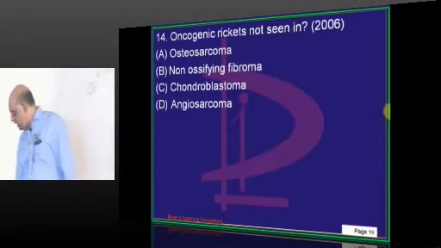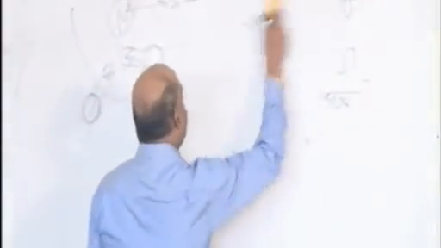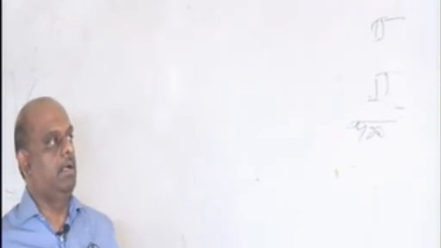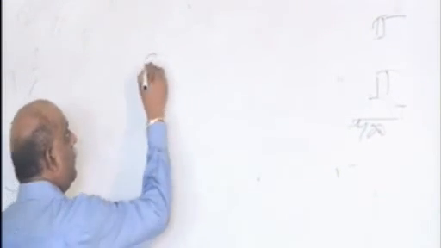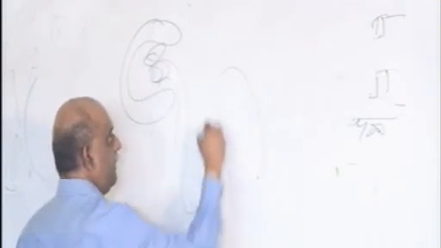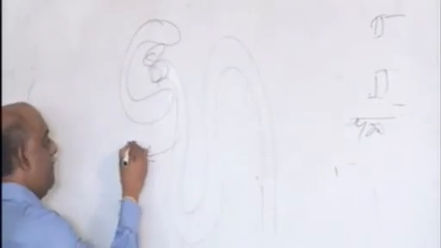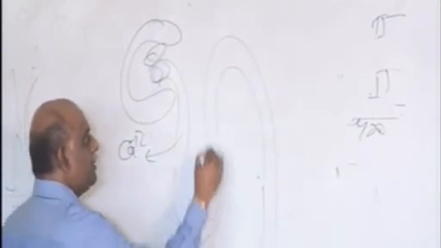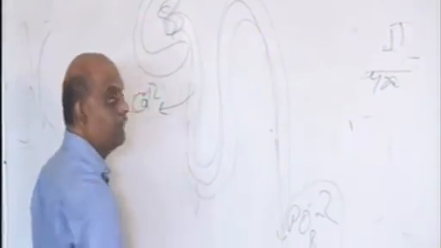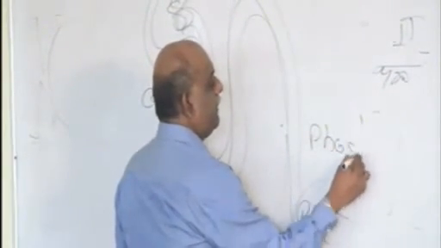Okay, what is the meaning of oncogenic rickets? Can you give me the board? Basically, if you look at the kidney, what is the effect of parathormone, doctor, on the kidney? Parathormone will lead to the retention of calcium and loss of phosphate into urine, and will have a phosphaturic effect.